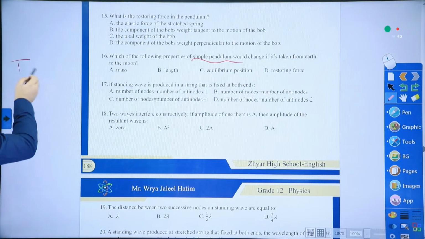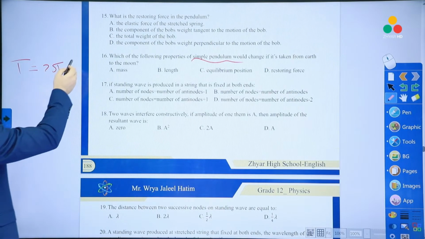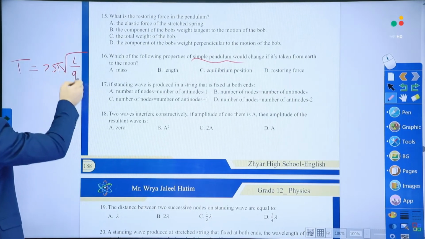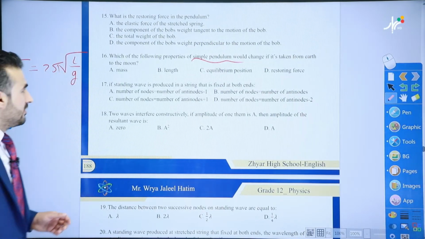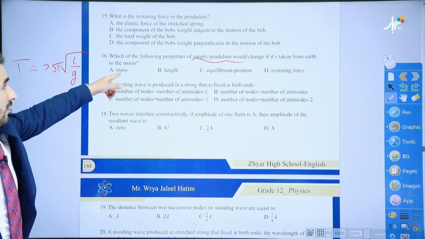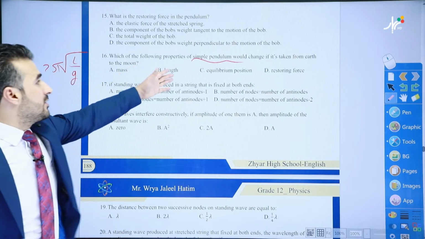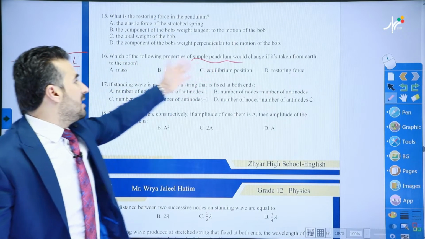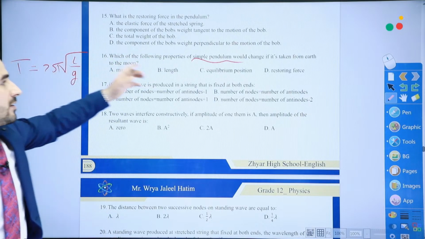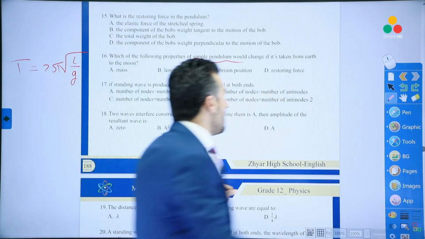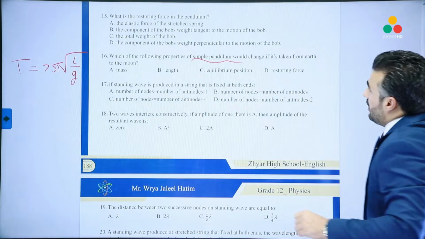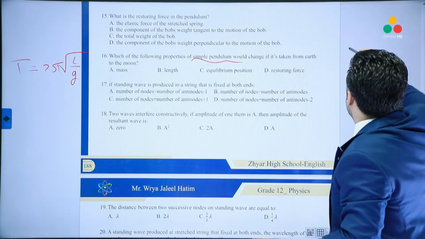Remember, once again, the period of a pendulum equals 2 pi times the square root of the length over the gravitational acceleration of free fall. Will the mass change? No. Will the length change? Will the equilibrium position change? Of course not. What about the restoring force? Oh, this is very important, by the way. I thought the question would be about the period, but it's not.